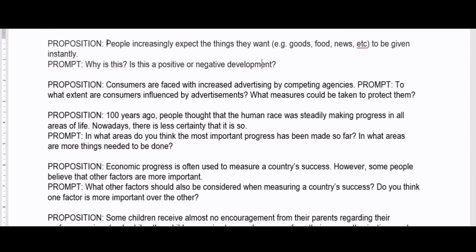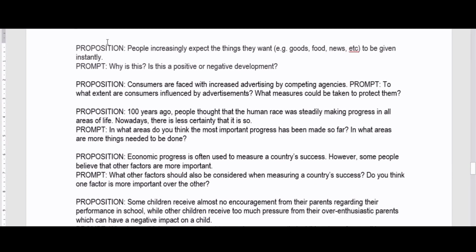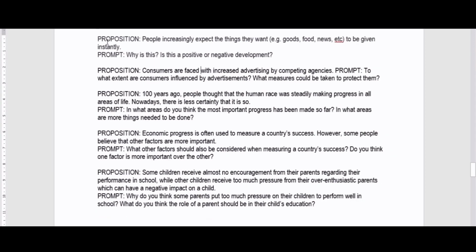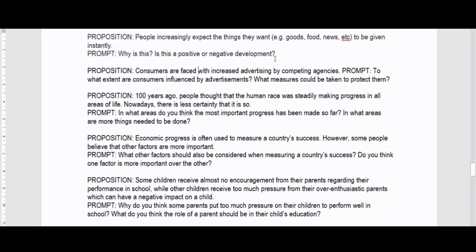So you can see that there is the phrase positive or negative, but what the question uses here is the conjunction or, so you can actually choose to just argue positively, and that's the end of it. You can just ignore the negative aspect of it. What you're now doing is what we call the A1 style. You're just answering the question one-sidedly. And then the next one, consumers are faced with increasing advertising by competing agencies. To what extent are consumers influenced by advertisements, and what measures could be taken to protect them?